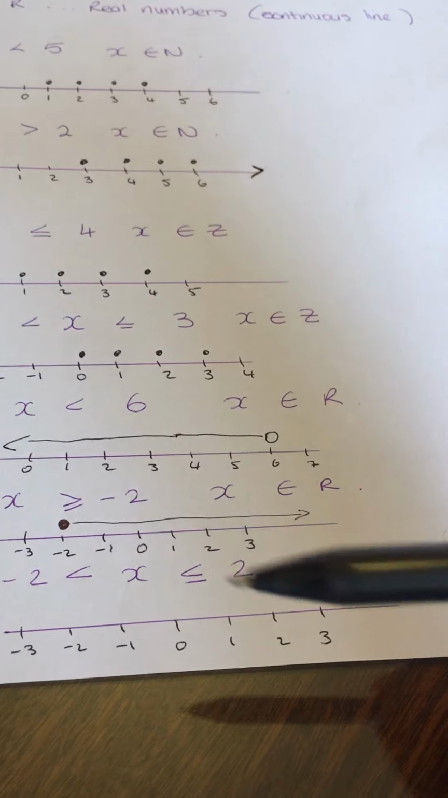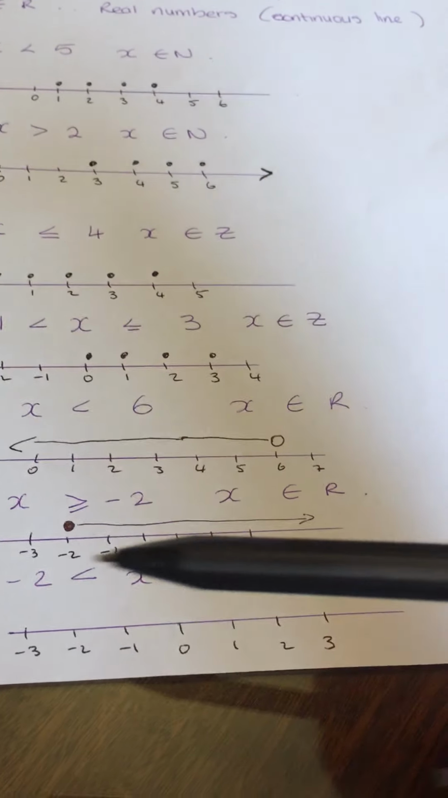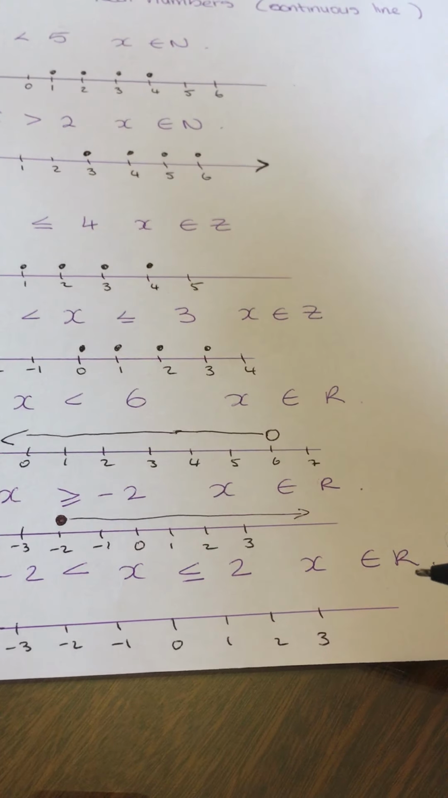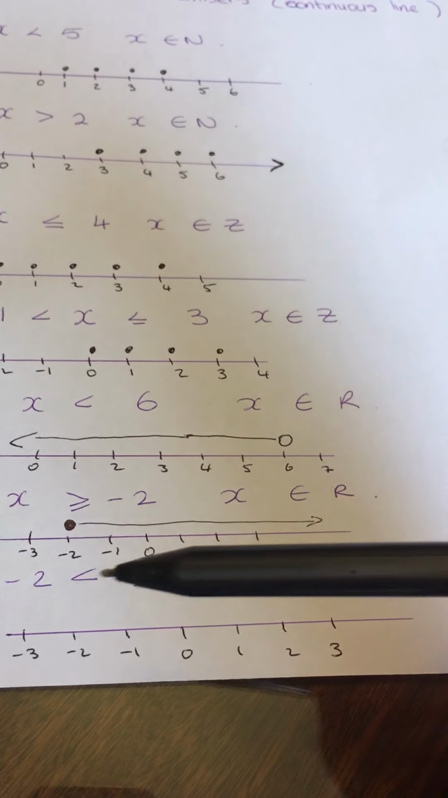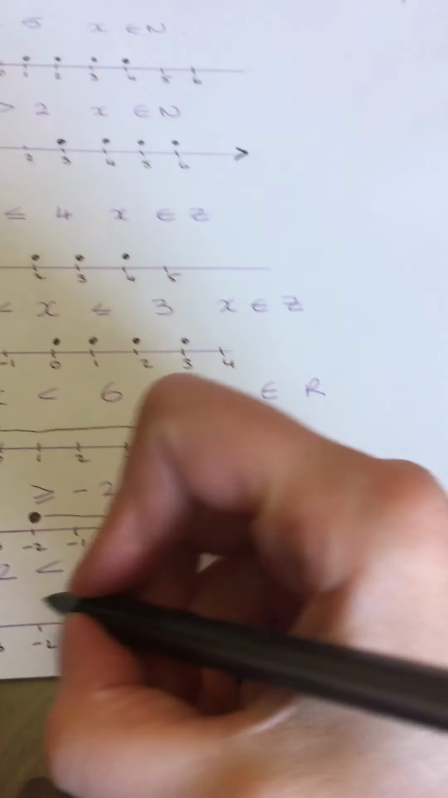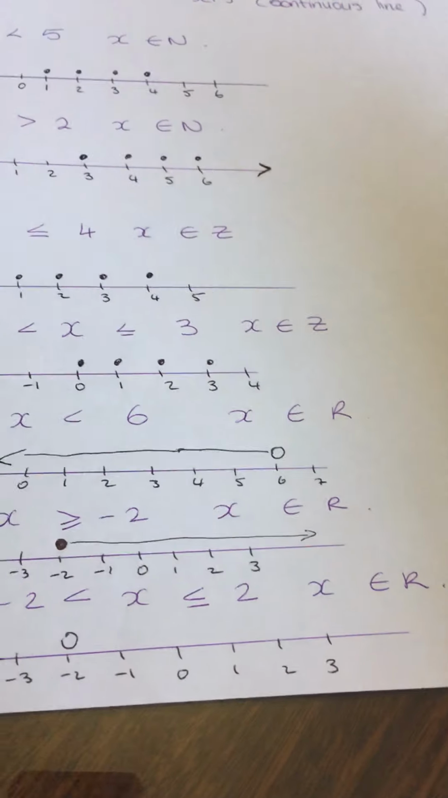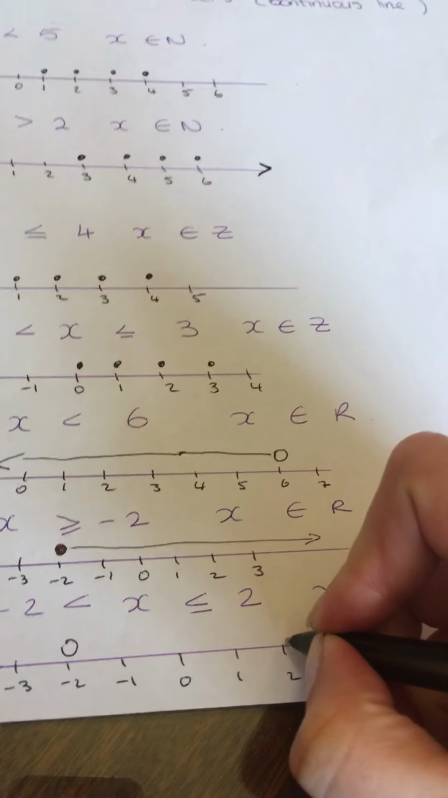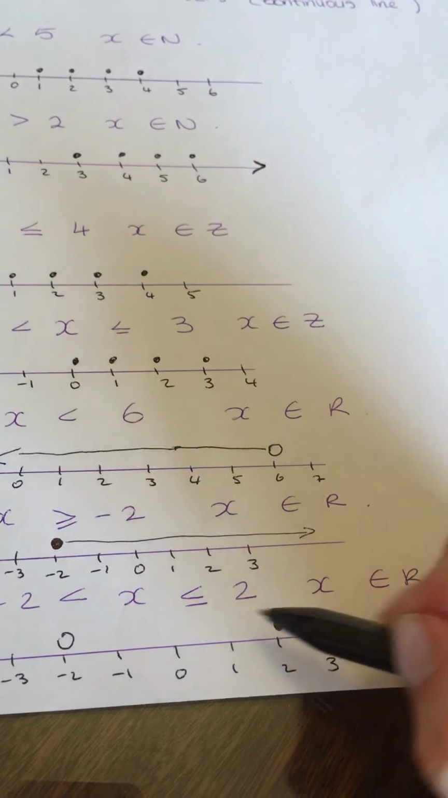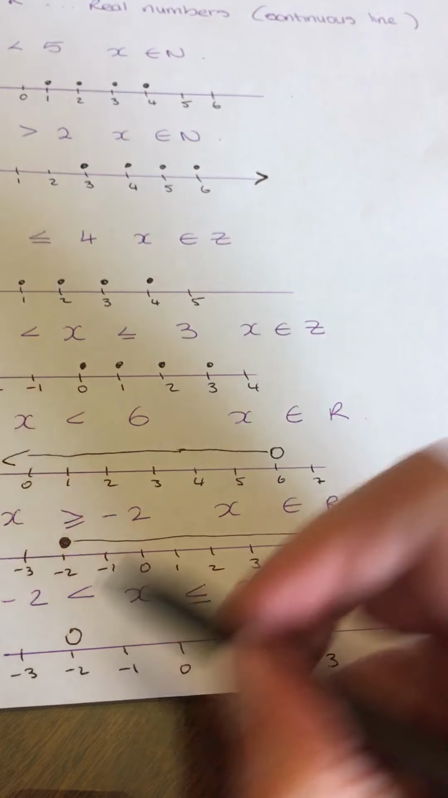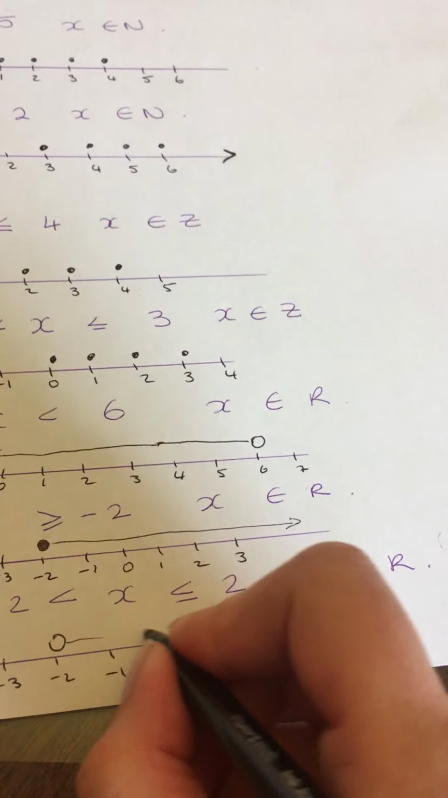Okay, last one. X is between -2 and 2, and x is a real number, so we've got a straight line again. This time it's not equal to -2, so -2 is going to be an open circle. It's equal to 2, so 2 is going to be a closed circle. Okay, so equal to gets the closed, not equal to gets the open, and we just join up in between them.